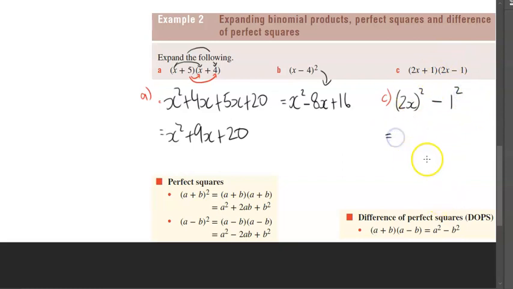Now we can actually figure this out. Remember, when there is a 2 on the outside of the bracket, that gets distributed to both the 2 and the x within the bracket. So this ends up being 2 squared, which is 4. 2 times 2 is 4. And x squared, just leaving it as x squared, minus whatever 1 squared is, which is just 1. Because 1 squared is 1 times 1. That there is our final solution using the difference of perfect squares, or the DOPS rule.